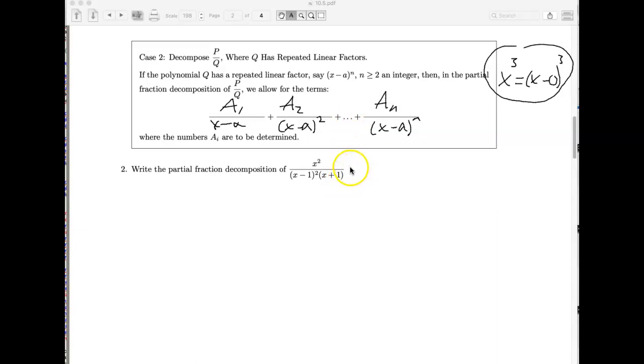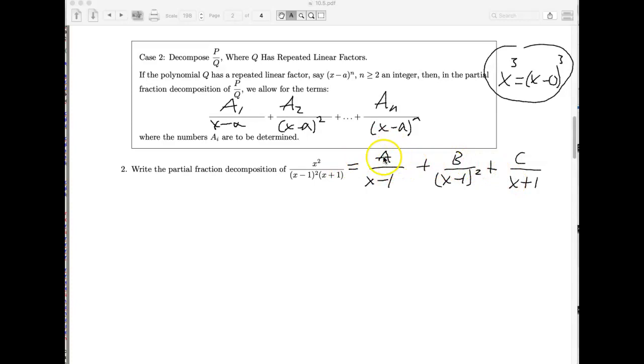All right, so for this problem below, we're going to want to set this up as a over x minus 1 plus b over x minus 1 squared. And then now we have another factor. It's not the same, so we just think about it as case 1, and this would be c over x plus 1.